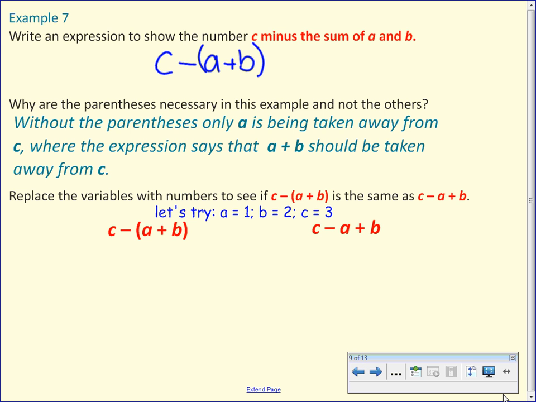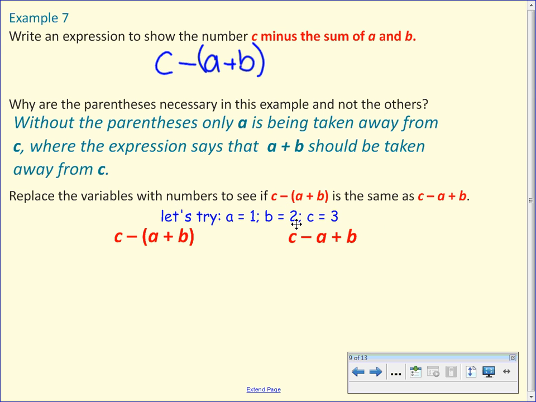All right, let's see if it matters. So here is the second expression that we just came up with. Here is the first expression from example 6. Let's see if they're the same. We can replace the variables with numbers. So let's use 1 for a, 2 for b, c with 3. Let's plug them in and see what we get. So c was 3, a was 1, b was 2. All I did was replace the letters with the numbers. We did that last week, like with area and volume.